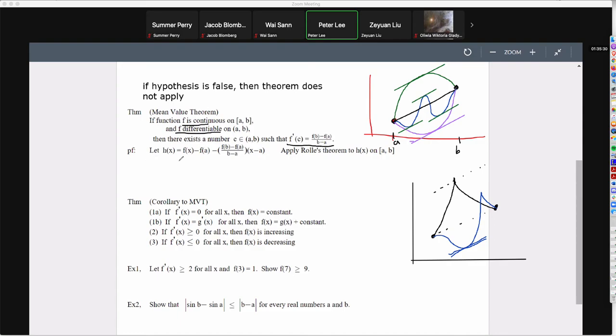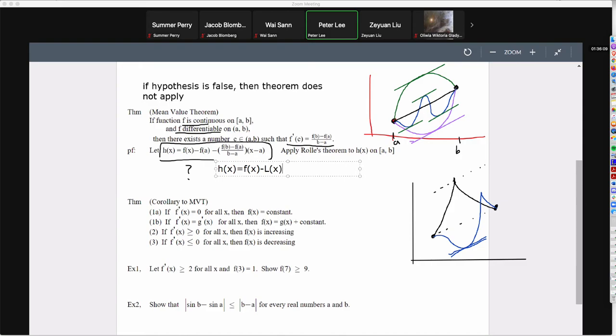So for the mean value theorem, what do we do first? We actually create a function called h. The question is, what is this h? This h right here, if you look at it, is actually equal to h of x. What is this h of x? Let me give you a hint here. h of x is equal to f of x minus L of x.